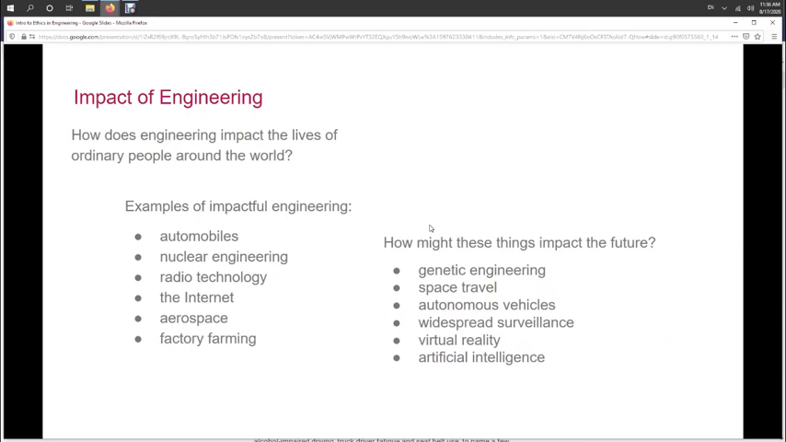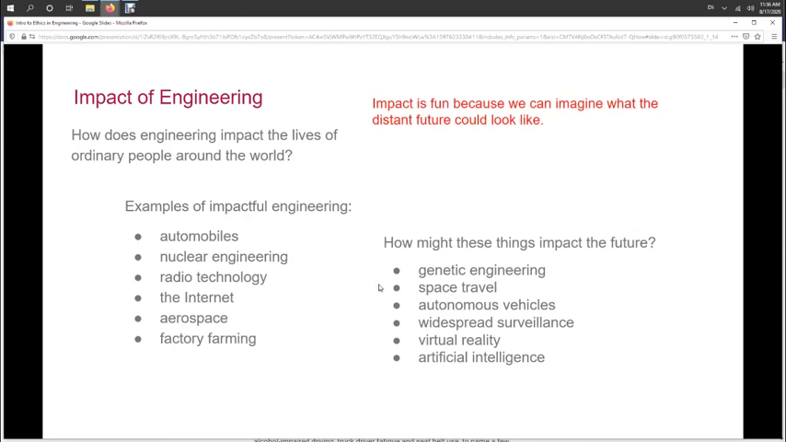These are examples of developments in engineering that are ongoing currently. And I would encourage you to think about how they could impact the future of humanity. So I have a short list there: genetic engineering, space travel, autonomous vehicles, widespread surveillance, virtual reality, and artificial intelligence. We will talk about each one of these separately during the semester. We'll probably have a lesson on each one.